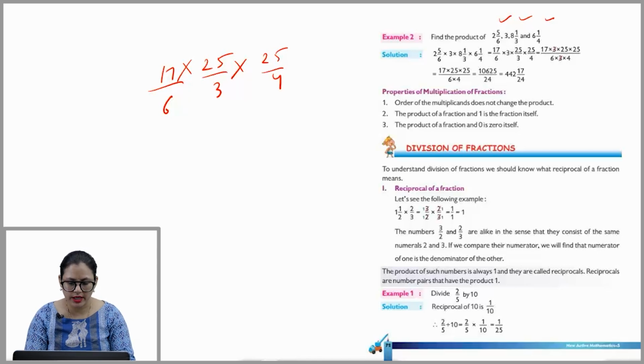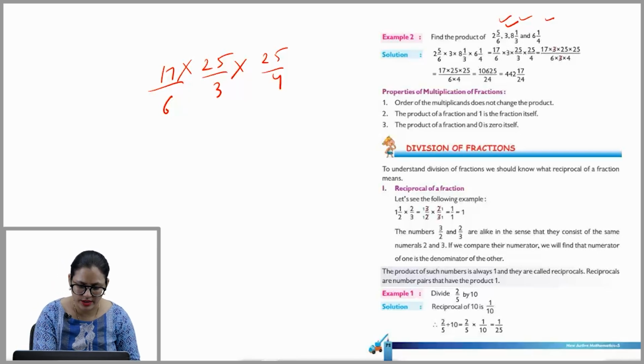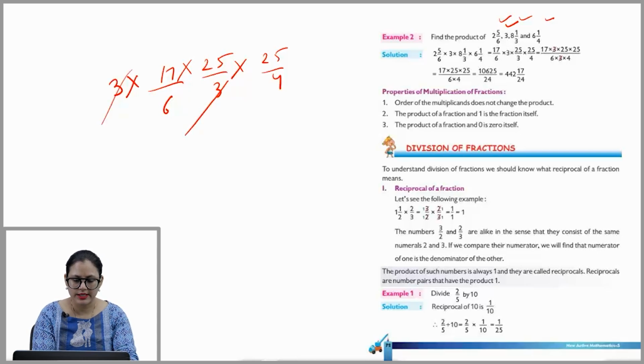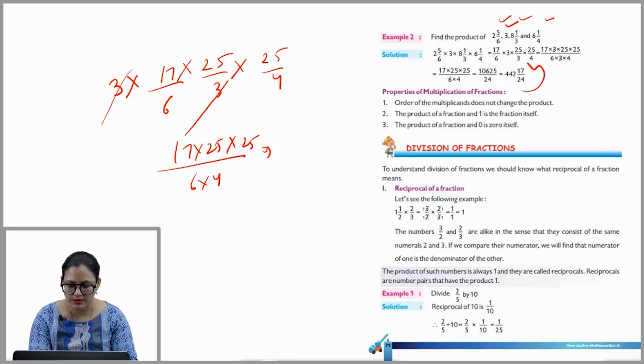Now there is one whole number also, which is 3, right? So you can write it here or anywhere. So 3 3s go, right, and then you will multiply 17 into 25 into 25 upon 6 into 4. And then you will get this answer.